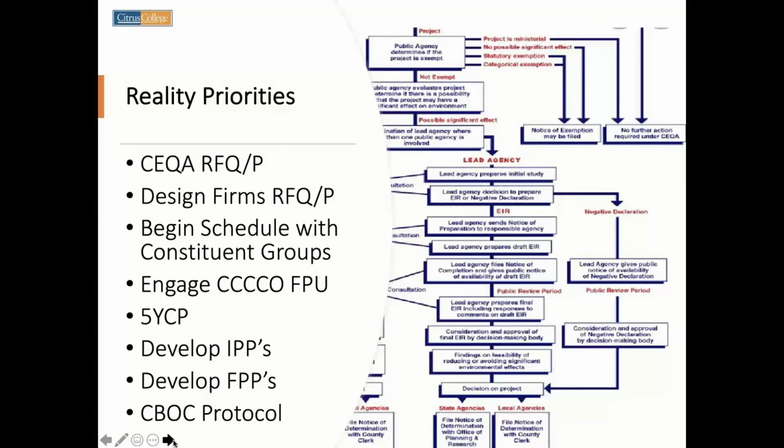The other thing that we have to do, which is under the reality priorities, is engage the Citizens Bond Oversight Committee. That one is extremely important. It's required by law. You have to have all of that in place in order to maintain the 55% on the Prop 39 bond. So you can't really move forward until you have that in place.